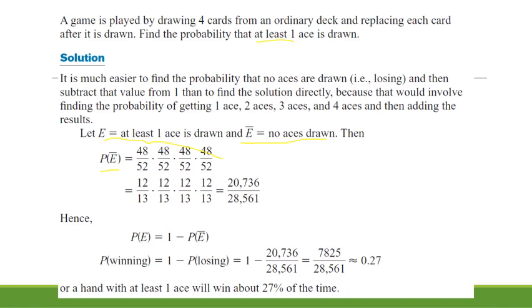So 48 over 52, since the card is replaced every time. Okay, and also the probability of not getting an ace is always equal to 48 over 52. So this is now the probability of that. So when the words at least are found in the problem, you just need to find the complement of that event. After that, you just need to subtract that from 1. So 1 minus the probability of losing, we have now 0.27, or a hand with at least one ace will win about 27% of the time.